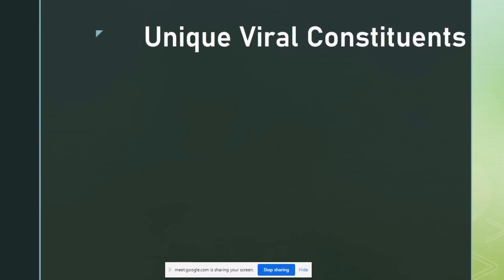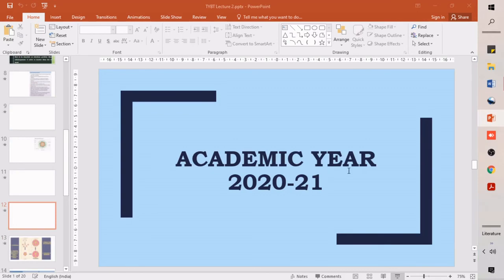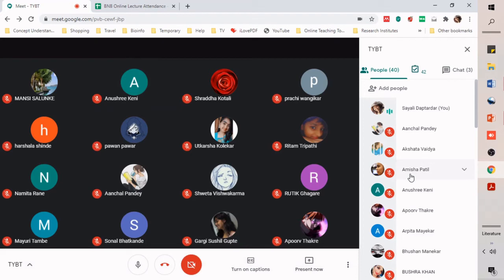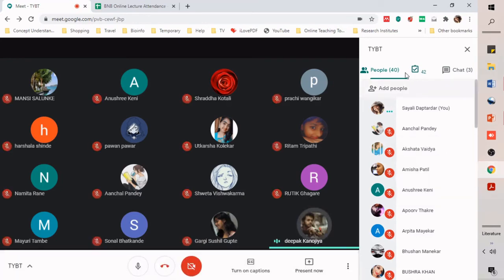Now, when we come back to the constituents of viruses, we have something called the cover of the virus. It could be either a capsid, as we just saw, some viruses don't have an envelope, or the viruses could be enveloped. In that case, the cover would be an envelope. So can anyone tell me, if you have revised your FY syllabus, what is the capsid and what is the envelope? Capsid is the protein covering. Capsid is the protein covering, correct. And what is the envelope? Membrane made up of lipids.